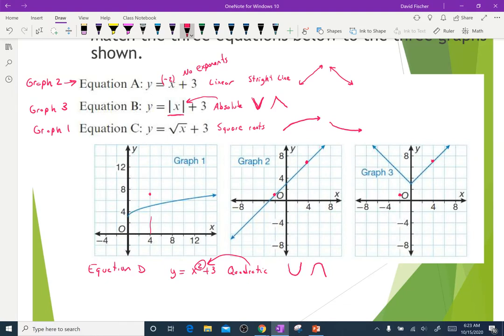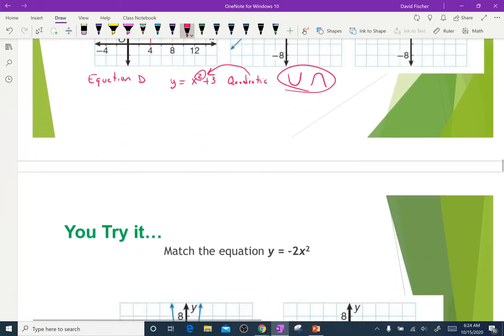Okay? I would prefer that you remember that this is a linear equation. It's going to be a straight line. This is going to be an absolute value, so it's going to look like one of these guys. Square root, it's going to look like this. Quadratic looks like these. All right? Predict what your graph should look like, so when we draw our lines, we know how to draw them.